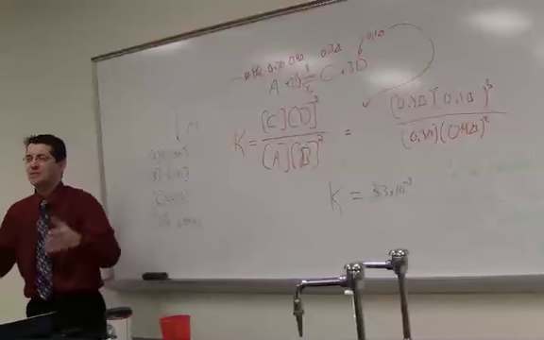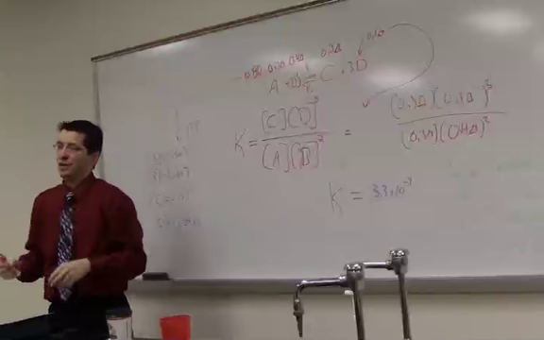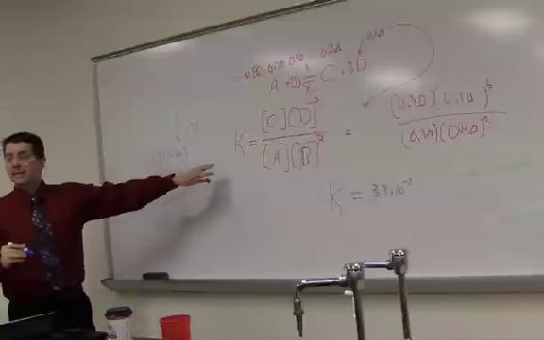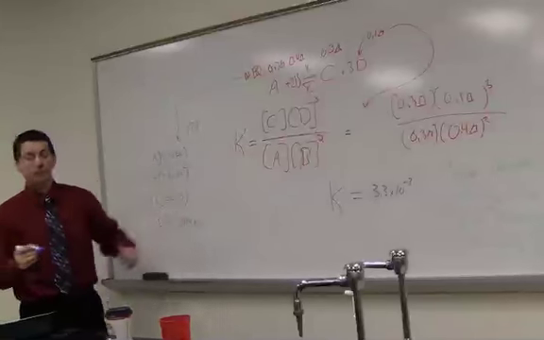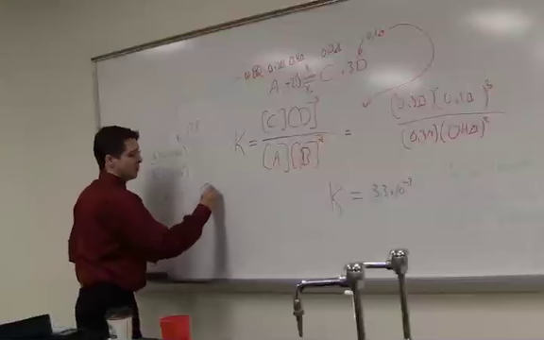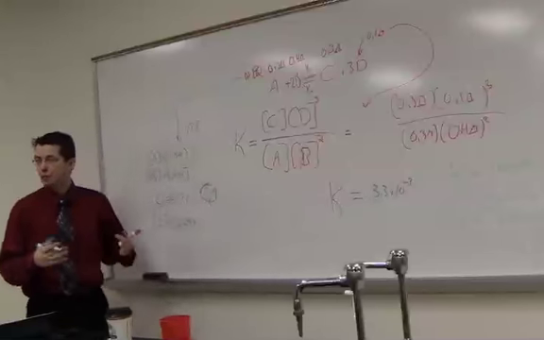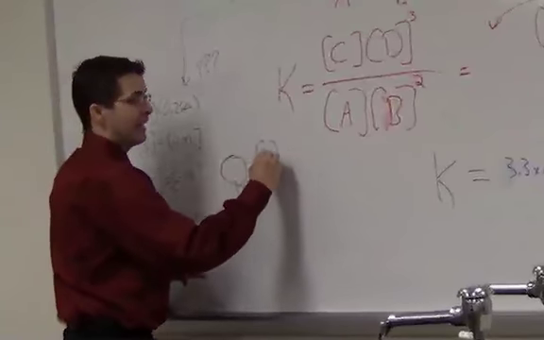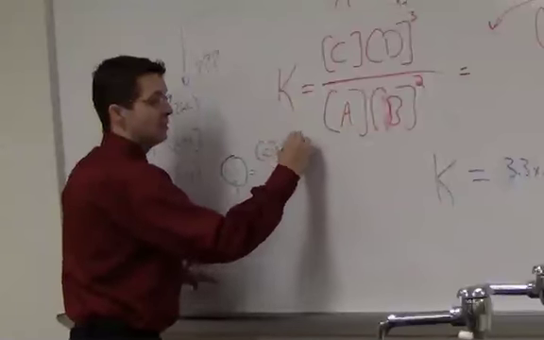So what we do is a little math trick called the reaction quotient. We use the exact same form as the equilibrium constant, and we say, okay, Q, the reaction quotient, has exactly the same form of the equilibrium constant.